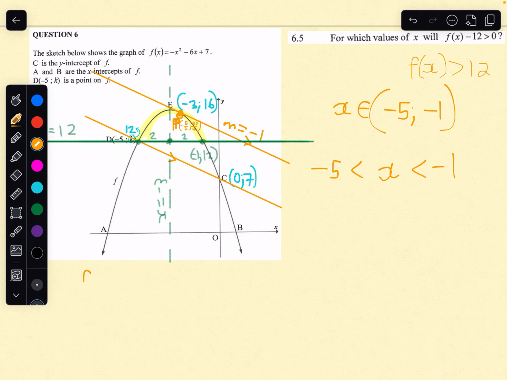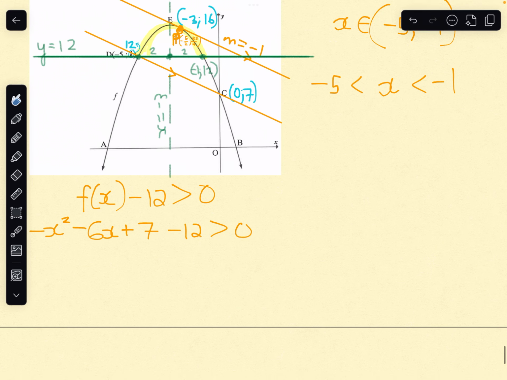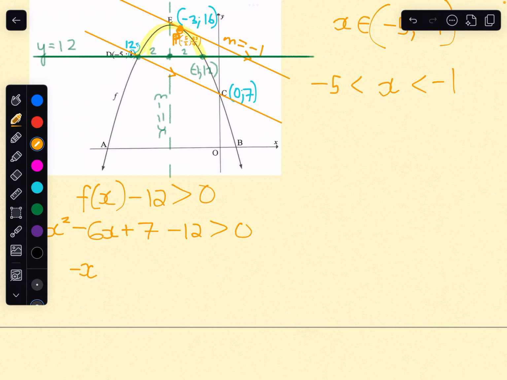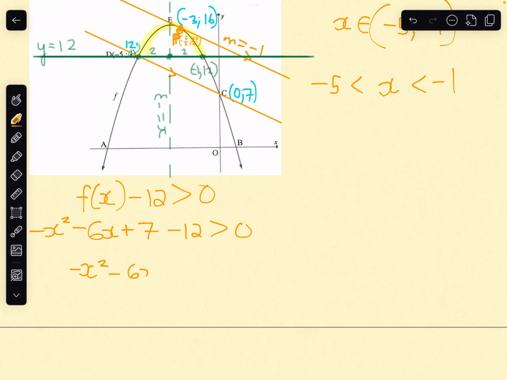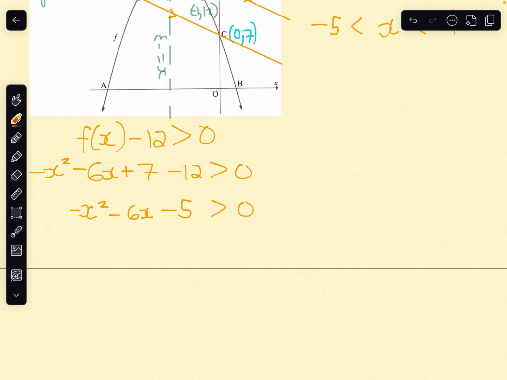So the inequality f of x minus 12 greater than 0, I just replace the f of x with what it is: minus x squared minus 6x plus 7 minus 12 greater than 0, and then minus x squared minus 6x minus 5 greater than 0. Right, and then how do we solve a quadratic inequality, guys? Well, first of all, I do not like the minus, sorry. So I'm going to factor it out.